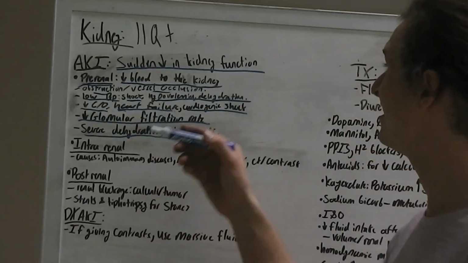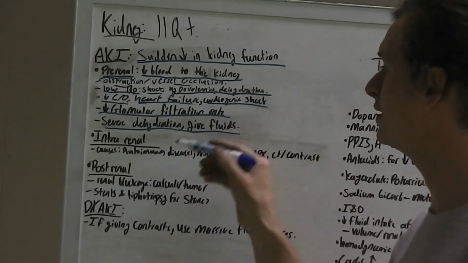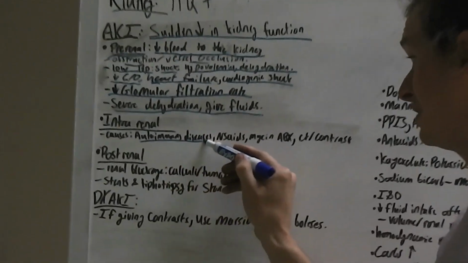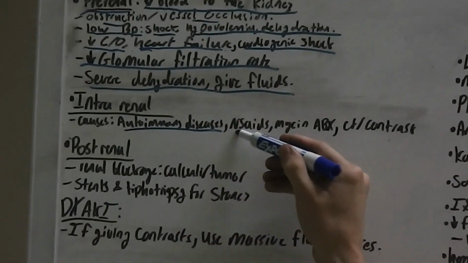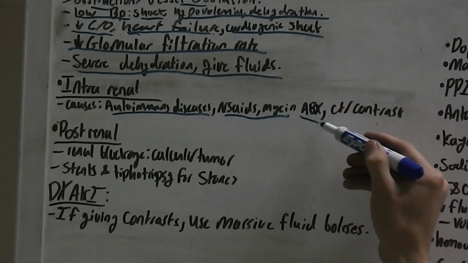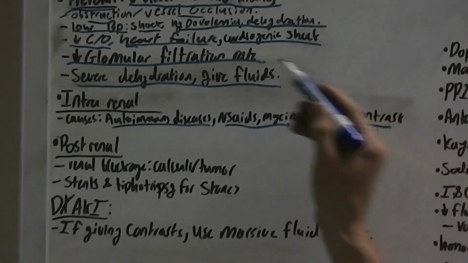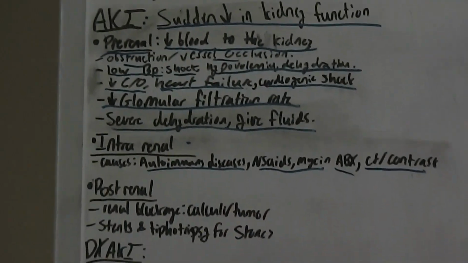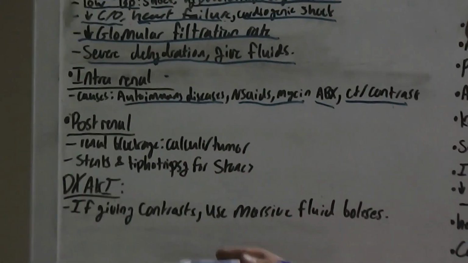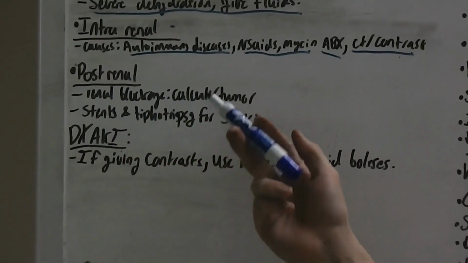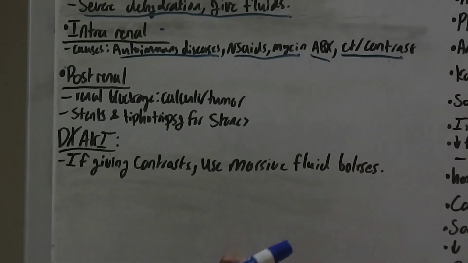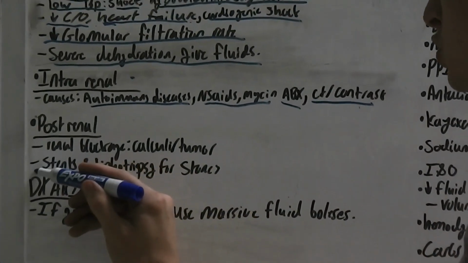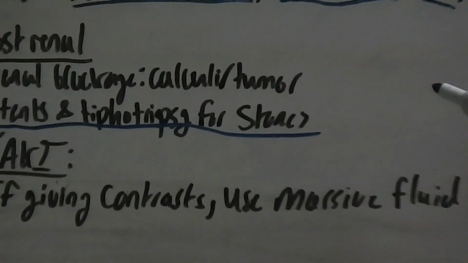Acute kidney injury, intrarenal. Now, this could be an autoimmune disease that causes this. It could be NSAIDs, mycin antibiotics, CT, or contrast. All these things can cause intrarenal acute kidney injury. Now we have postrenal. That can be from a renal blockage, like a calculi or a tumor. We're going to do stents or lithotripsy for stones.